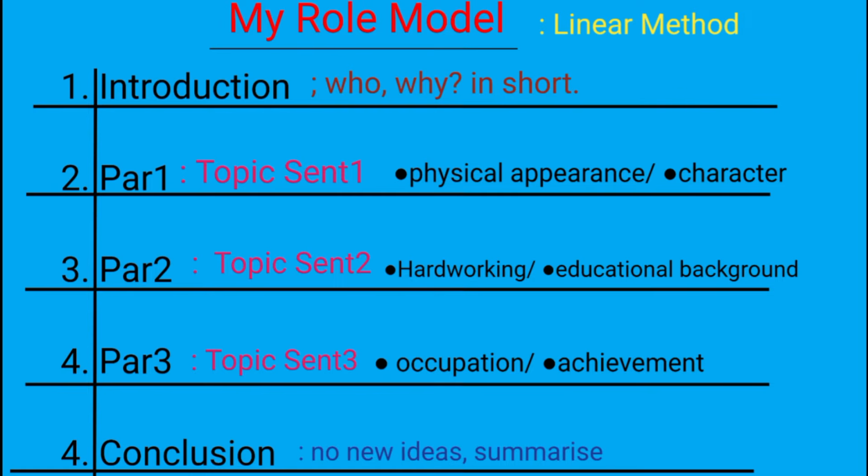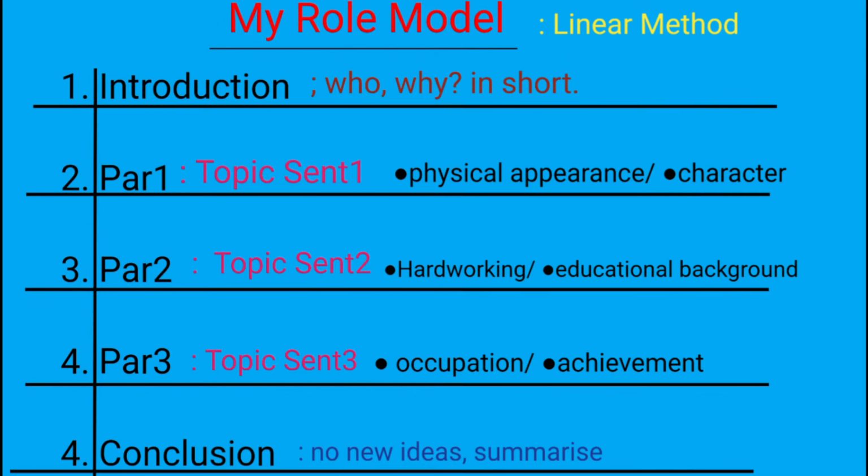I don't know, you know better. Then you move on to the next paragraph whereby you discuss topic sentence 2. For instance, there you can discuss the hard work or the educational background. What exactly has made you take this mother or whatever person you are talking about as your role model? So you have seen that you have a topic sentence up there, meaning that you have a different main idea.